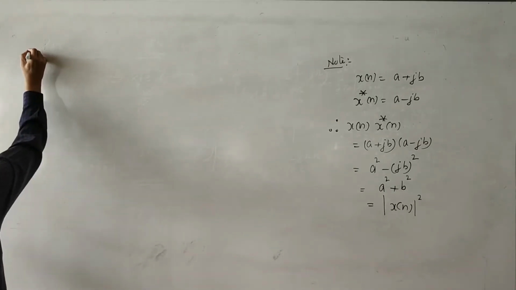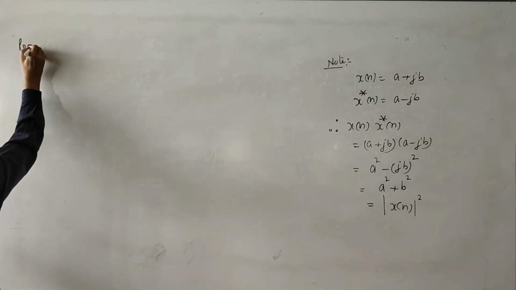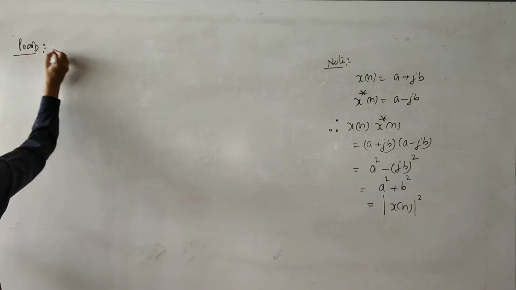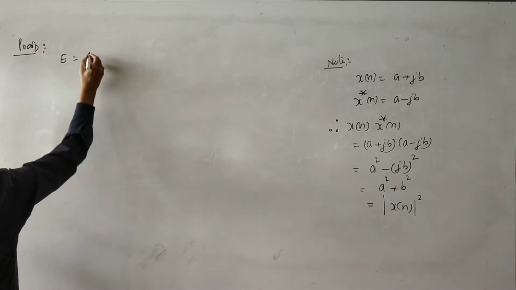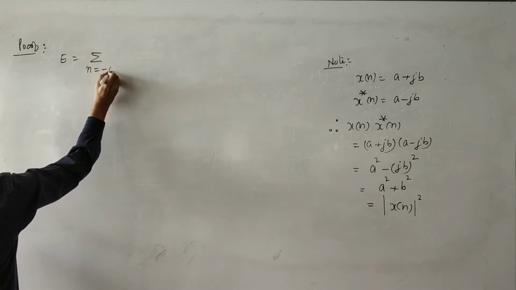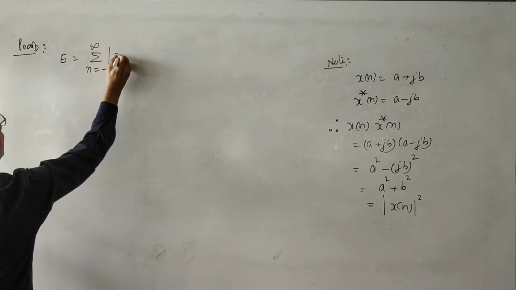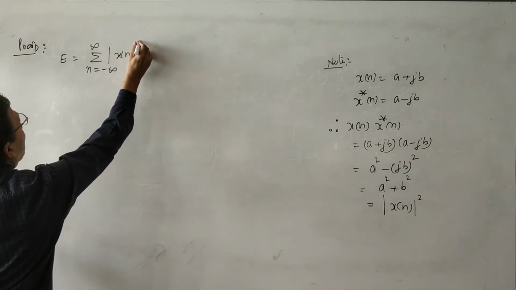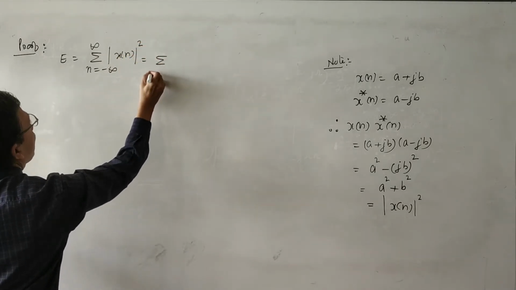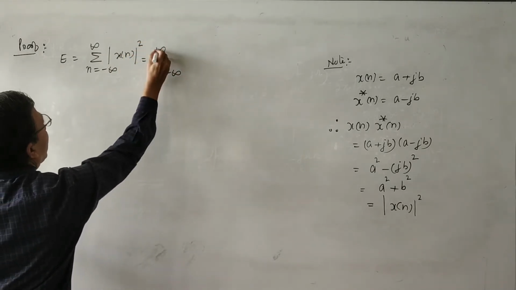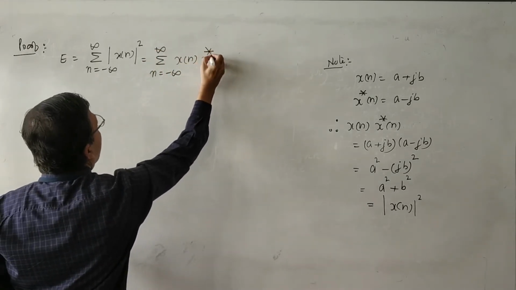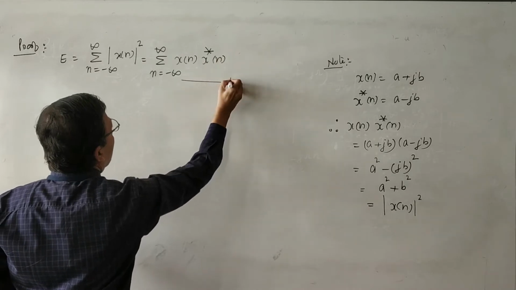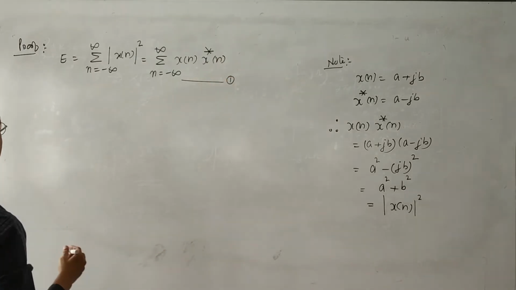Proof. E equals summation n equals minus infinity to plus infinity modulus of x of n square equals summation n equals minus infinity to plus infinity x of n into x conjugate of n. I'll call this equation 1.